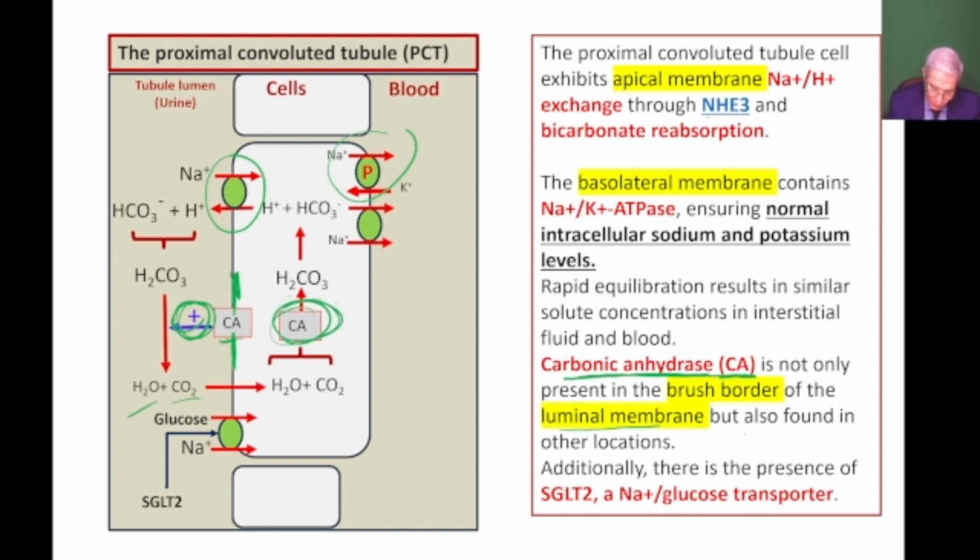We can find carbonic anhydrase in another location. I need someone to tell me where the other location for carbonic anhydrase is. Can you help me remember the other location? I will keep it for you, and then we can discuss it later on.